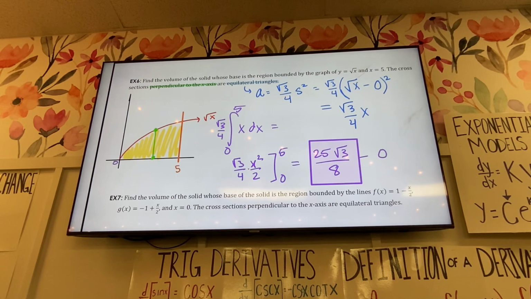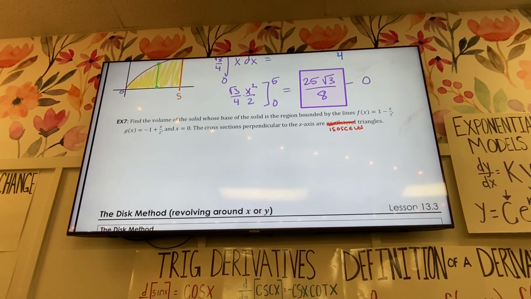Now on your paper, I changed it to be isosceles, so we could do one of each. So we're finding the volume of a solid whose base region is between these two lines, F and G. So I'm going to draw my graph.